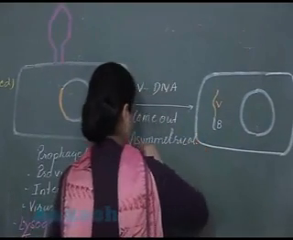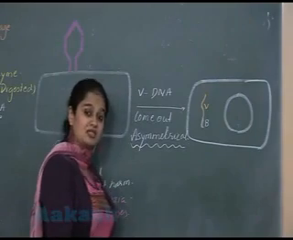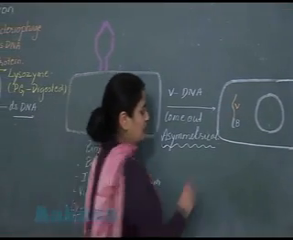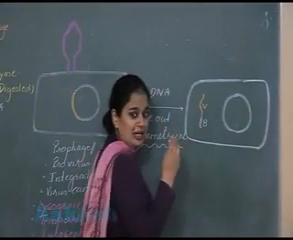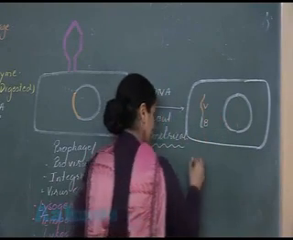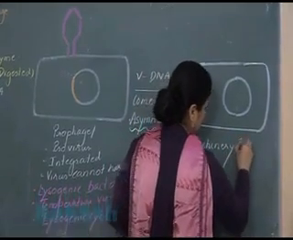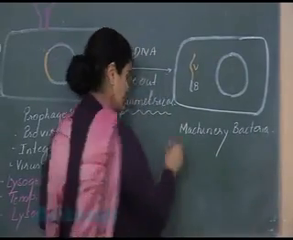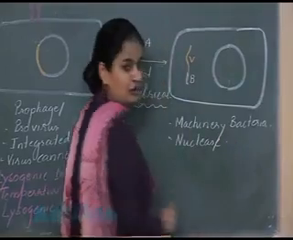Asymmetrical excision. Along with the virus DNA, the bacterial DNA is also removed. Now this virus DNA, once it is out of the bacterial DNA, will utilize the machinery of host. It will utilize the machinery of bacteria. By utilizing the machinery of bacteria, it will form one enzyme, that is nuclease.